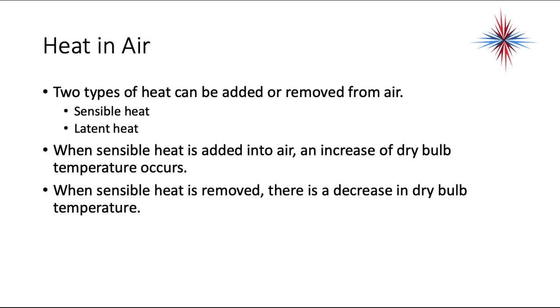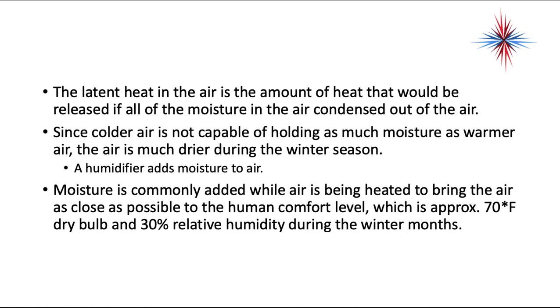There's two types of heat that can be added or removed from air. We have sensible heat and we have latent heat. When sensible heat is added into air, an increase of dry bulb temperature occurs. When sensible heat is removed, there's a decrease in dry bulb temperature. The latent heat in the air is the amount of heat that would be released if all the moisture in the air was condensed out of the air.